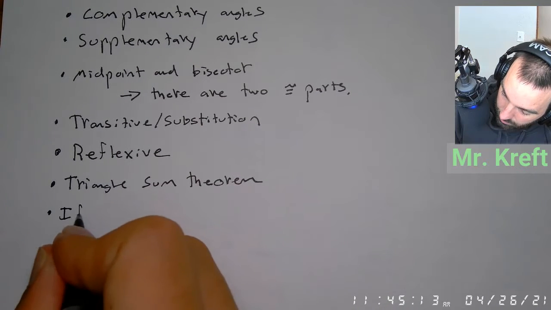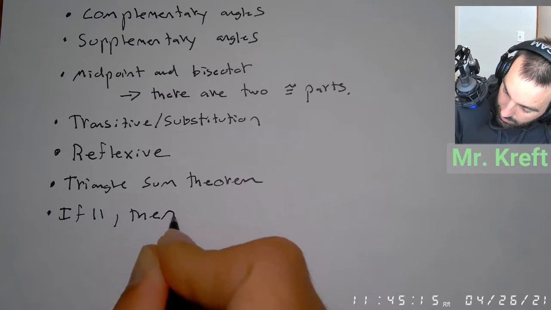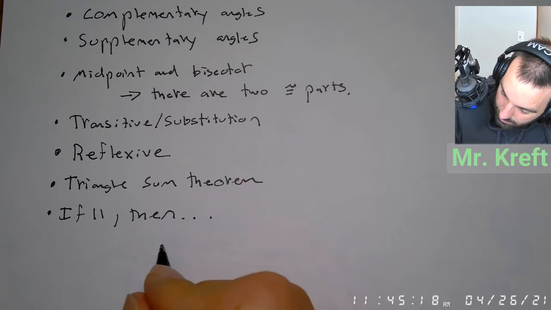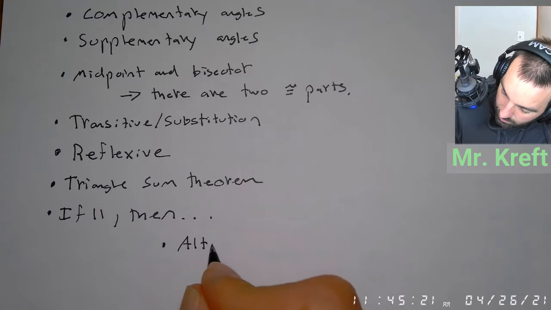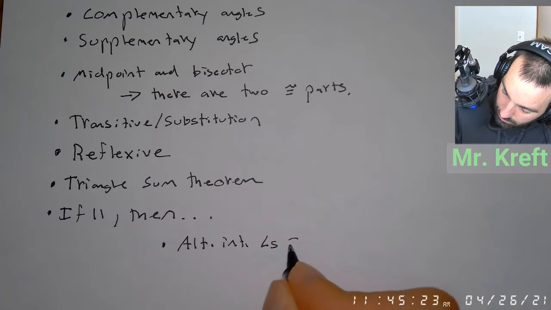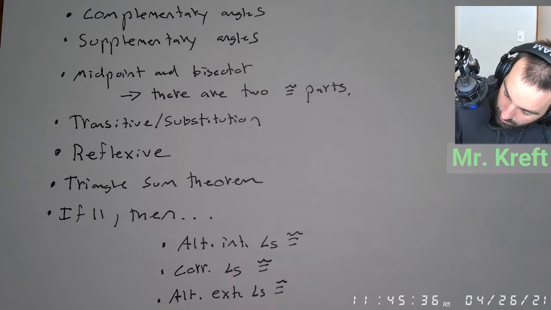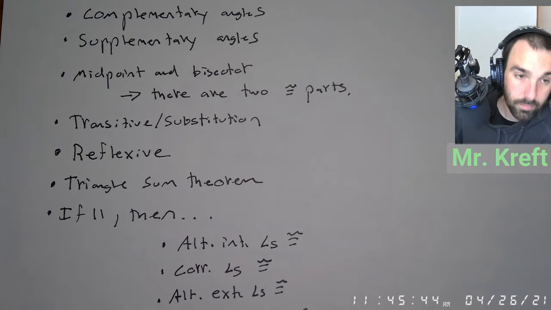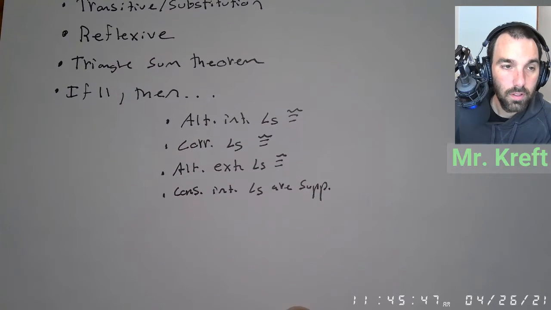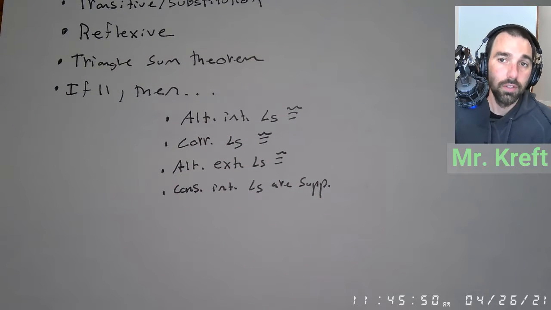Then we have if parallel lines, then dot, dot, dot, right? We have alternate interior angles are congruent. We have corresponding angles are congruent. We have alternate exterior angles are congruent. And we have consecutive interior angles are supplementary. Ran off there. Okay, so again, I know I'm going too fast, guys.